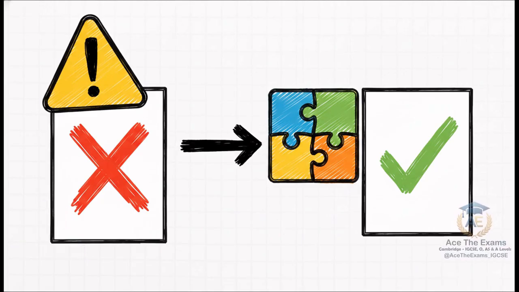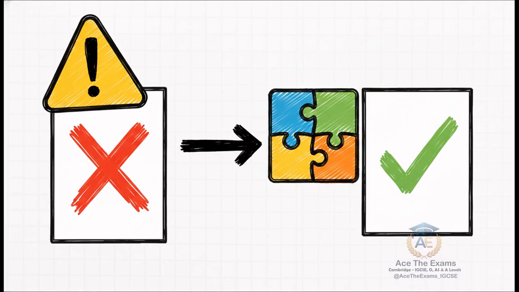Number 1, answers are often far too vague and lack specific details. Number 2, students completely forget to check their format and presentation. And number 3, answers are not specific to the actual context given in the question.